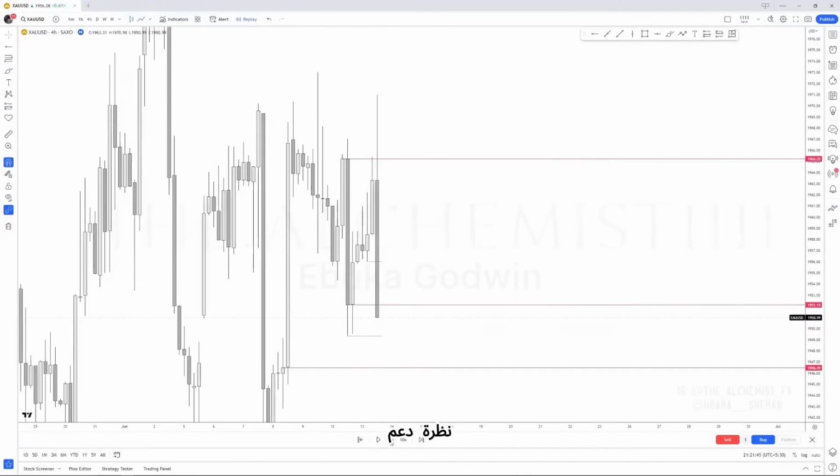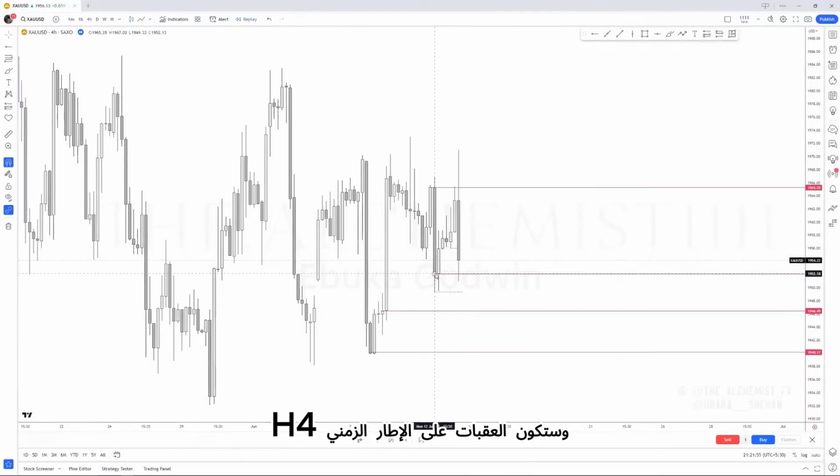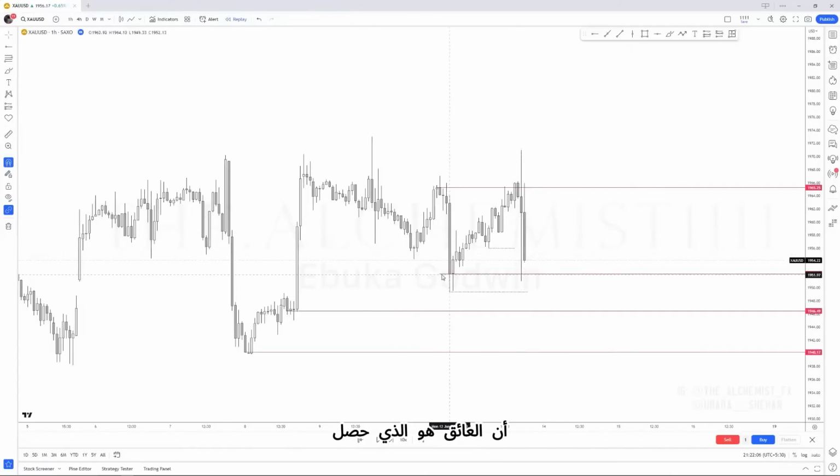Look at this. And why do we pay attention to the H4 support? Because in a daily bearish storyline, your obstacles will be on the H4 time frame. Daily bearish storyline, H4 support obstacle. The obstacle was the one that played out. Can you see that? The obstacle was the one that got played out in here.